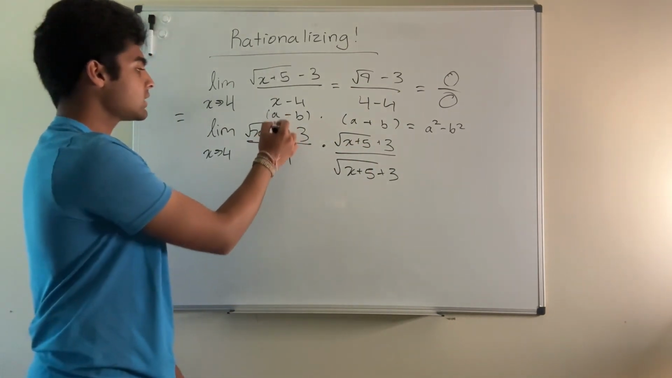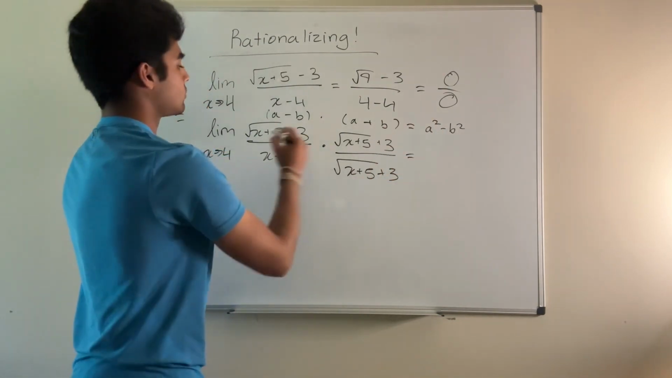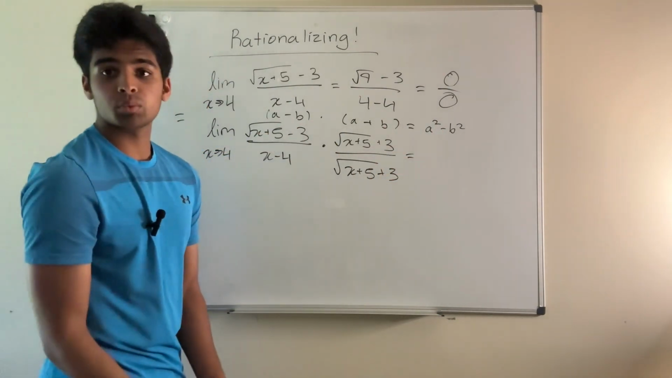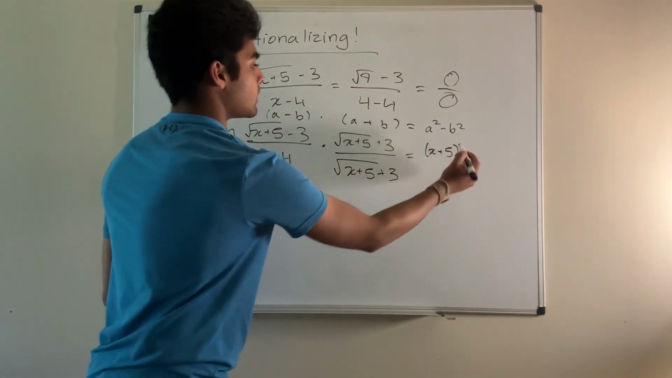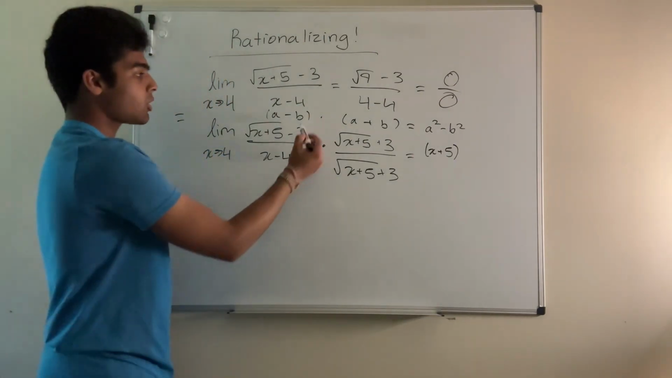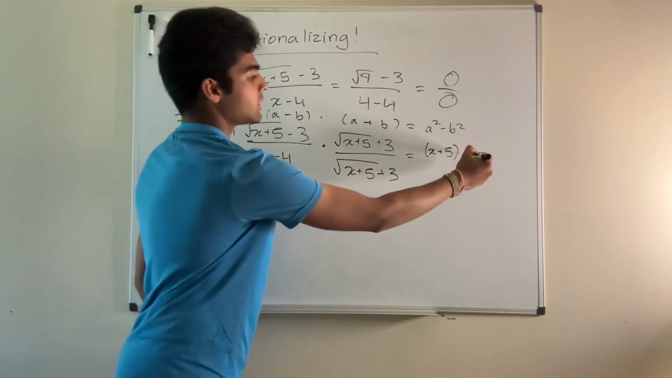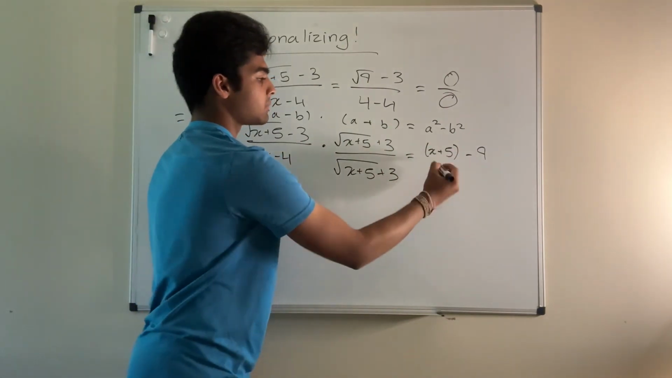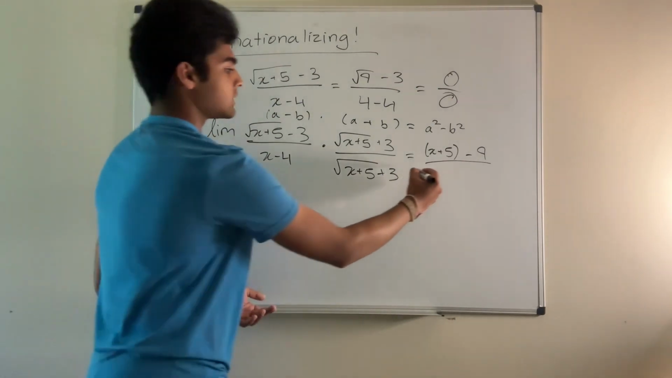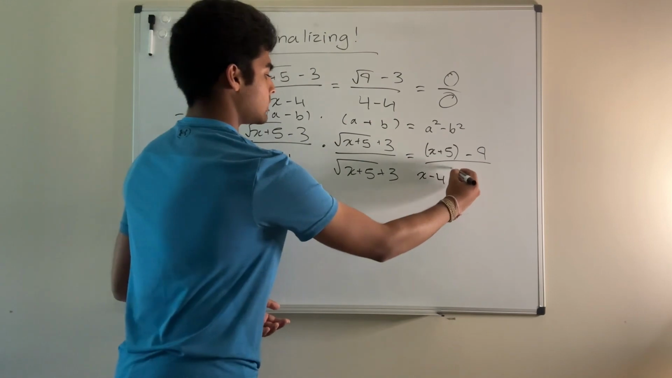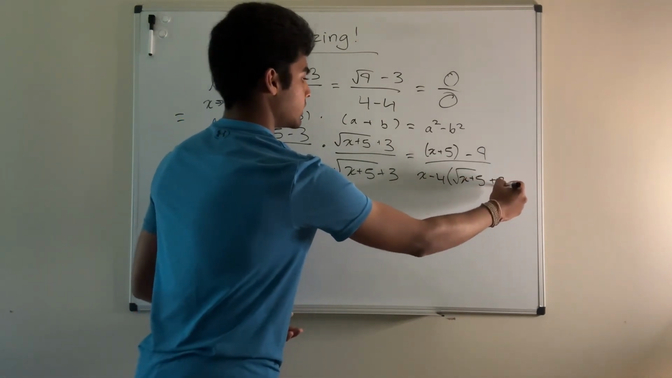So our a in this case would be root x plus 5. So this equals root x plus 5 squared. So we would get rid of the square root symbol. So we just have x plus 5 minus b squared. Our b in this case would be 3. So we would just do 3 squared. So 3 times 3, minus 9 on the top. And on the bottom, we can just leave it as the expression x minus 4 times root x plus 5 plus 3 right here.